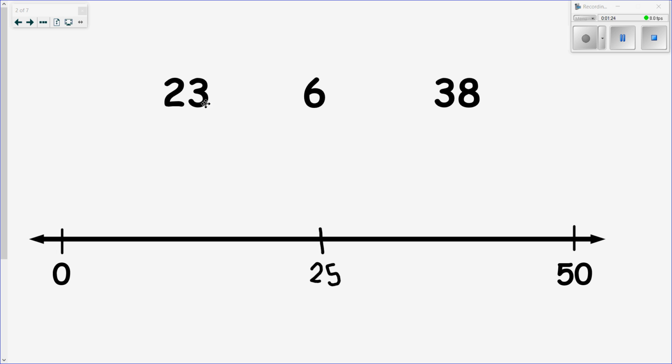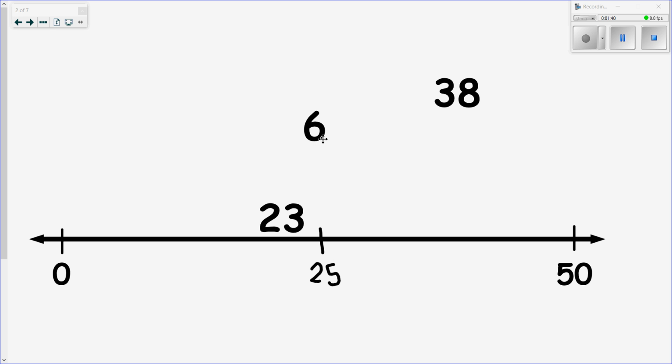So let's look at our numbers that we have. Now 23 is of course greater than 0. It's less than 25, but it is very close to the number 25. It's only 2 less. So we're going to keep it very close to the 25.